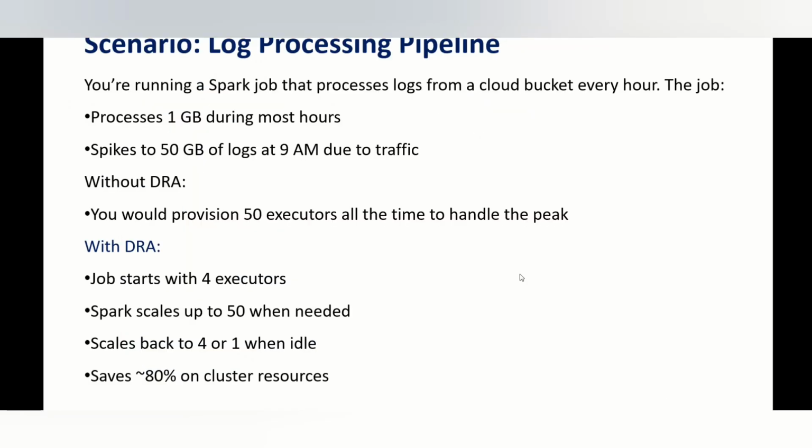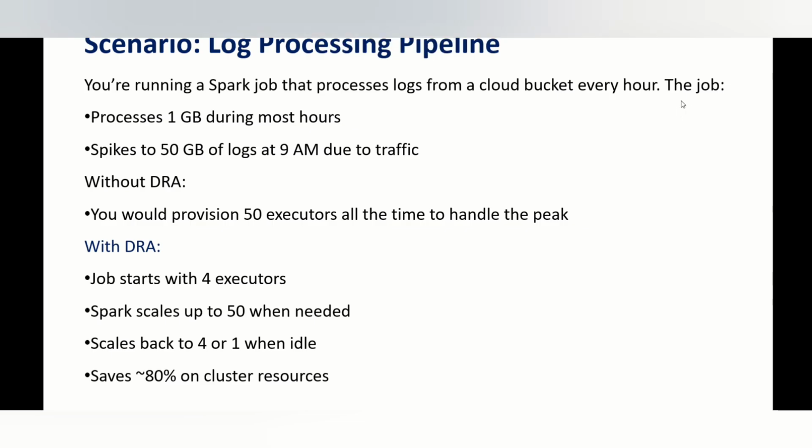So, scenarios. Let's discuss when we can use this. The scenario is a log processing pipeline. We are processing logs which are getting generated, suppose in our EC2 instance or S3 bucket. We are running a Spark job that processes logs from a cloud bucket, in this case an S3 bucket. Our log files are getting generated every hour. Every hour it starts processing the logs, then completes and stops.